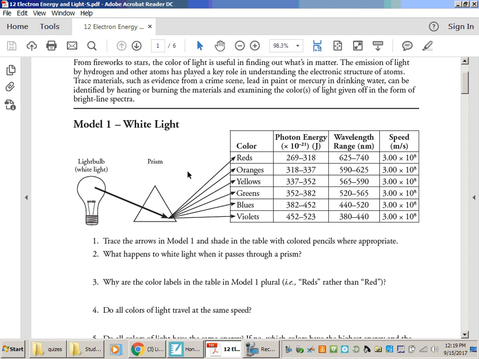So there's a correlation between wavelength, speed, and photon energy. Photons, like photosynthesis, what does photo mean? Light. Okay, so that's light energy. There's a correlation here, which we're going to talk about more in a second, okay?